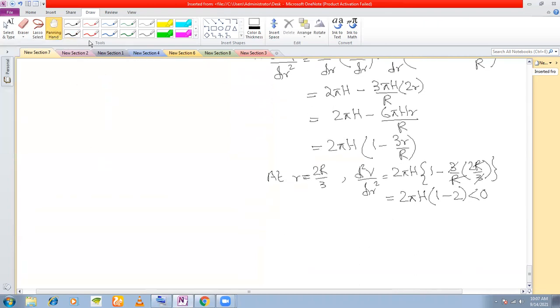So therefore V1 has a local maxima at r is equal to 2R/3. Right? So volume of the cylinder is maximum when radius is equal to 2/3 the radius of the cone.